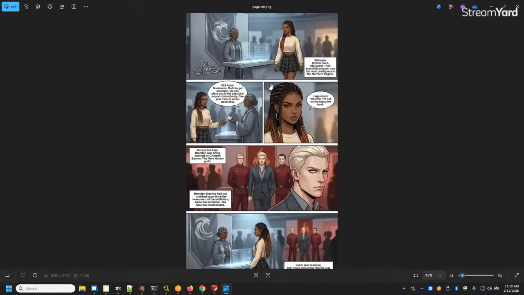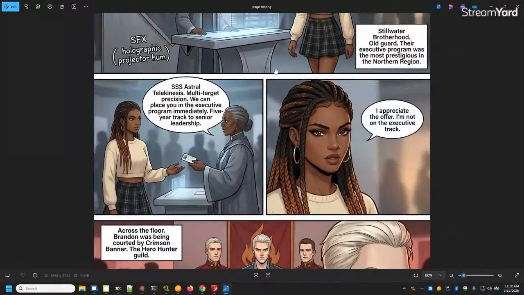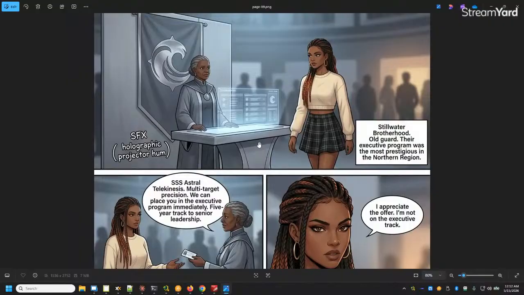The wave closed Friday and red team. We're not on red team yet. We're on silver team. All right. Stillwater Brotherhood. I hope we do. Hope it progresses past. Hope this whole chapter isn't. Pick a guild. Stillwater Brotherhood, because we know Brandon is coming in on some bullshit. Old Guard. Their executive program was the most prestigious in the northern regions, and probably a guild too.